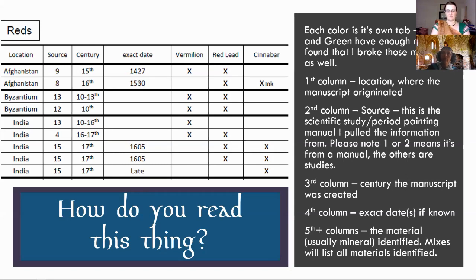The way I have the Google document is the first tab, that first worksheet, is the sources. And then all the other tabs are broken down by color. So the red tab will be all of your reds. The first column is location, where the manuscript is from. Second is the source. When I say source, I mean the study source. These numbers correspond with that first tab. So number 9, go to number 9 in my resources, that's the study it's from. The general century, the exact date if we have it, and then the minerals are listed out and there's an X if it was found.